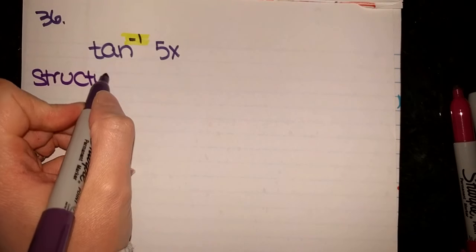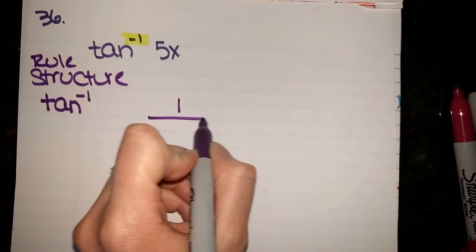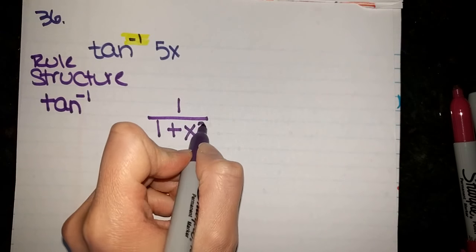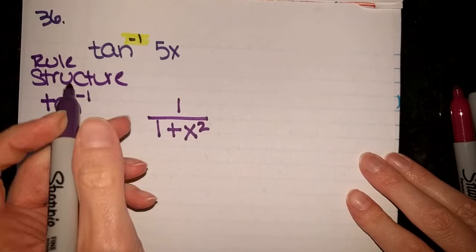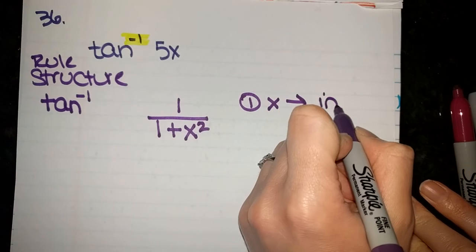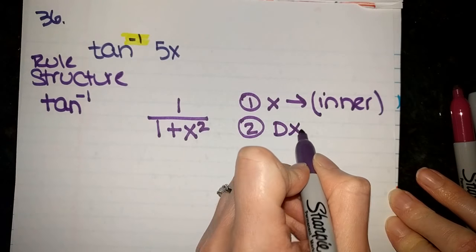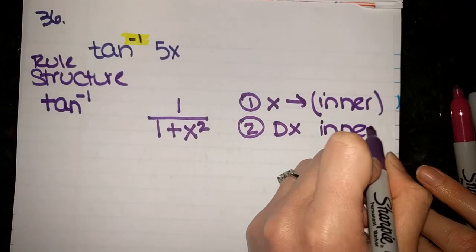For this question, the big thing to notice is that you have an inverse function, an arctangent function. So when that happens, we have this structure for the rule. The rule structure is that if you're talking about tangent inverse, the derivative is going to be 1 over 1 plus x squared. What you're going to do is replace the x here with any inner function that you have, and then the second step is you'll multiply by the derivative of the inner.